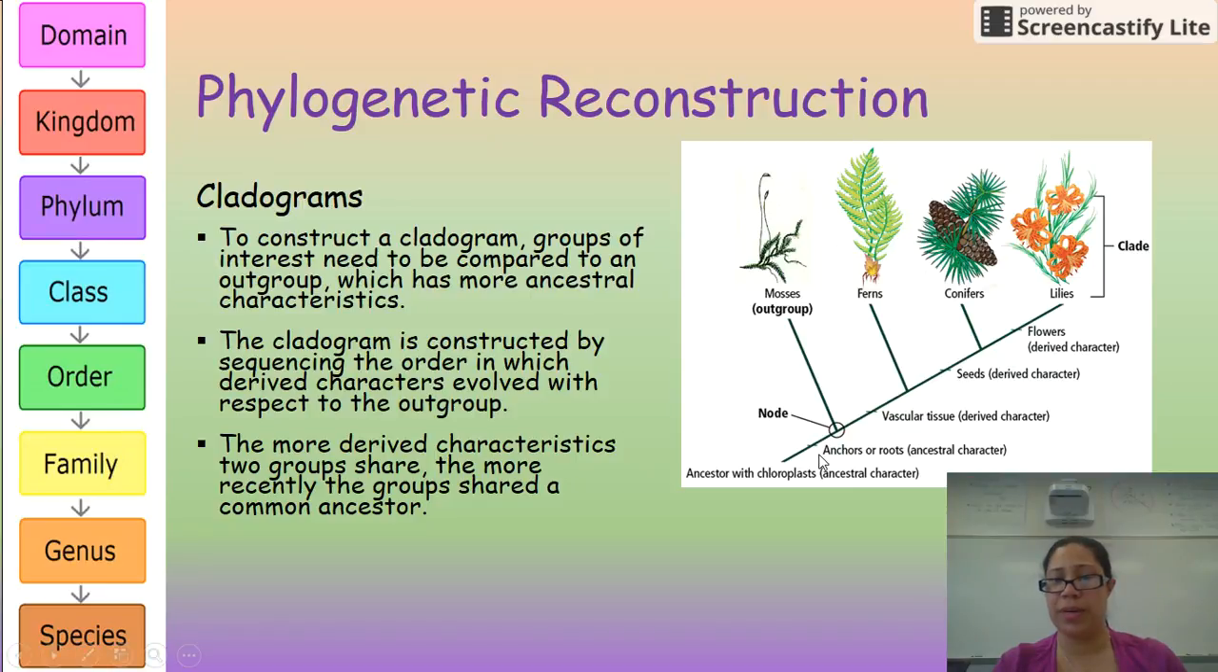So we see here we have anchors and roots at this node, which means that everything after that will have anchors and roots. You see here we have flowers that came about. So all of these have flowers, but nothing before that will have flowers because that's a derived trait. Okay.